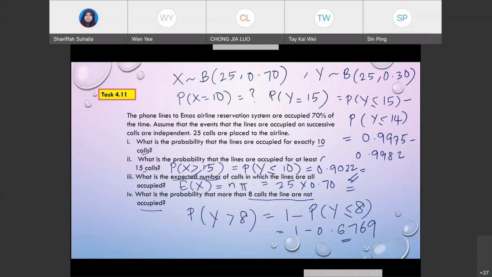So again, for binomial, check the question, check the probability given. For certain questions we don't need to change again because we already changed. Your pi is 0.3, we change to 1 minus pi, so pi is 0.7 for your X, and for Y, the complement, it is 0.3. So the question asks for more than 8 calls the lines are not occupied, so that is your Y. So probability Y greater than 8, we just solve directly: 1 minus probability Y less than or equals to 8.